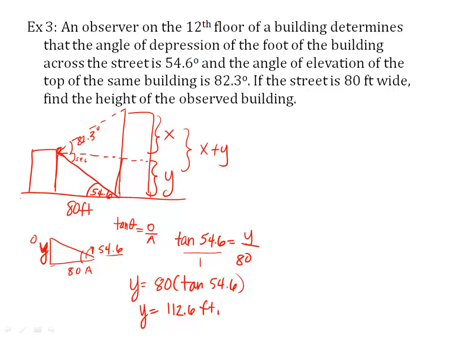Okay, there's Y. I know this portion of the height of the building. Now I need to find the top. So if I draw this triangle, this is my X, this is 82.3, and I know that this is still 80 feet apart. But I'm looking for that X.